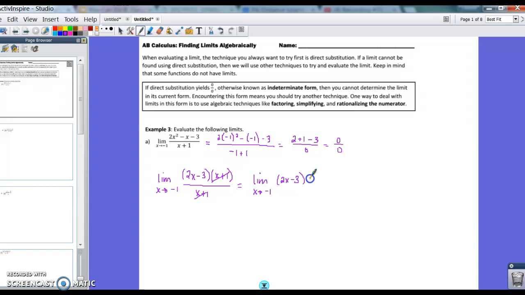Now I can directly substitute into 2x minus 3, so that's 2 times -1 minus 3, which gives me -5, and that would be my limit. So first you have to check direct substitution, and if that doesn't work, and you can factor, go ahead and factor. That allows you to cancel your common factors, which then allows you to find the limit.